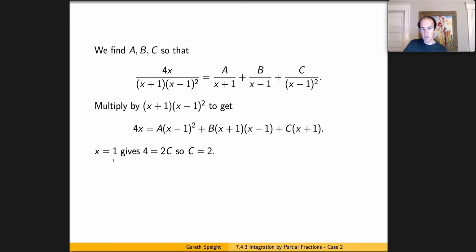So if we plug in x equals 1, we get on the left side 4. And then on the right side, plugging in 1, we get 0, and we get 0, and we get 2c. So we have 4 equals 2c. So c has to be equal to 2.